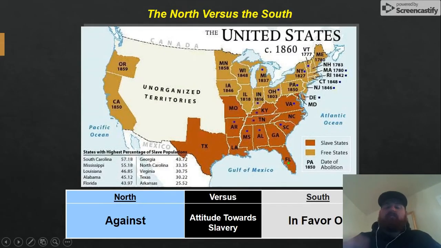The attitudes toward slavery, pretty plain simple. The North was against it. The South was in favor of. That's why we had the Civil War.